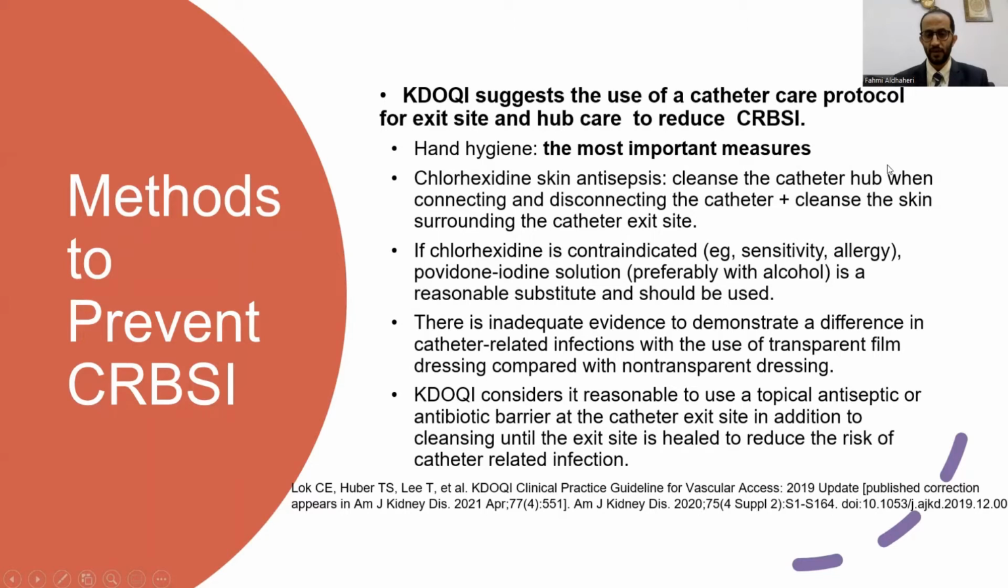So clean the catheter hub when connecting and disconnecting the catheter, and also cleanse the skin surrounding the catheter exit site. Sometimes maybe you don't have chlorhexidine. Then you can use povidone iodine solution with alcohol if chlorhexidine is not available. And there is inadequate evidence to demonstrate a difference in catheter-related infection with the transparent film dressing. And also, it's reasonable to use a topical antibiotic or antibiotic barrier at the exit site until the catheter exit site has healed.